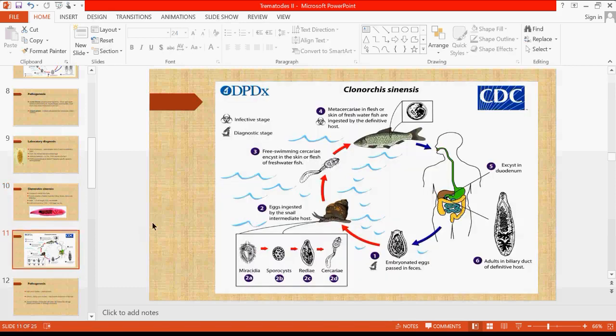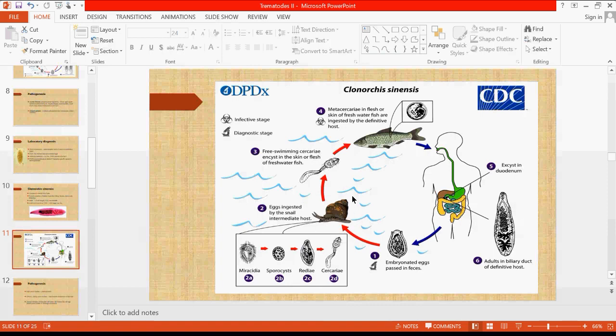So again here we can see Clonorchis sinensis. Here the definitive host is man, dog, pig, cat, and rat. So it is domestic as well as wild animals, and man is definitely there. The dog, cat, pigs, rats, and all can be definitive hosts. Second, the intermediate host. The first intermediate host is again the snail.